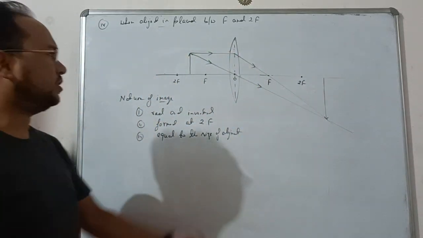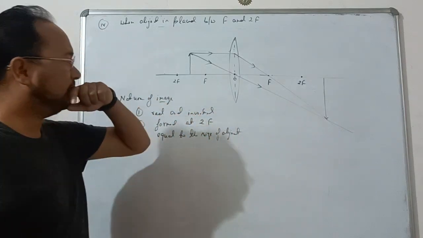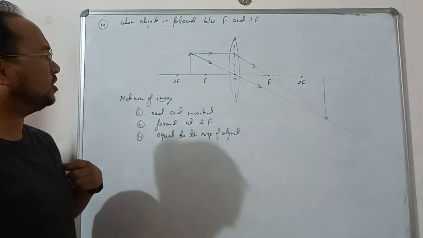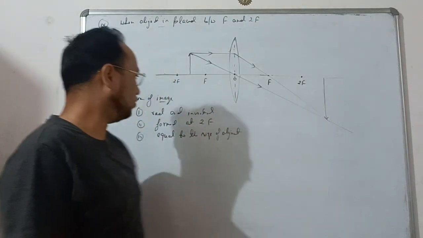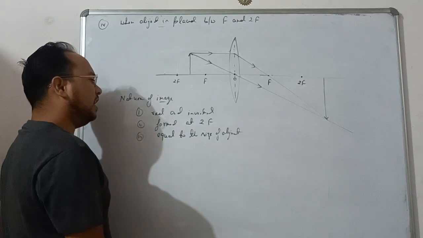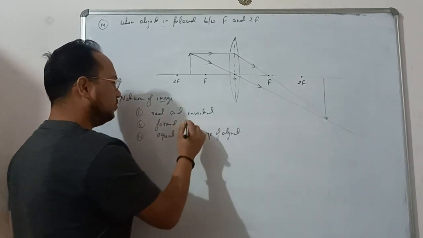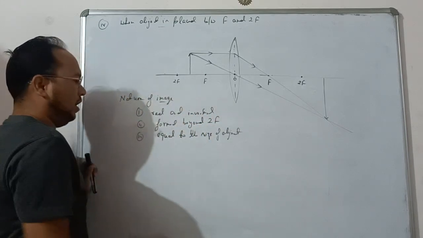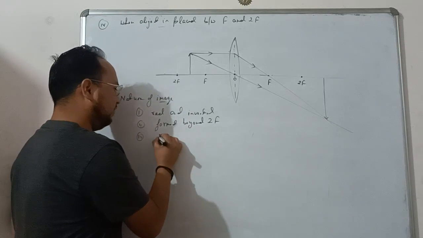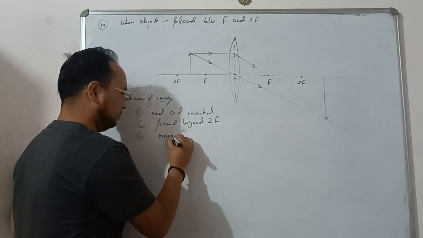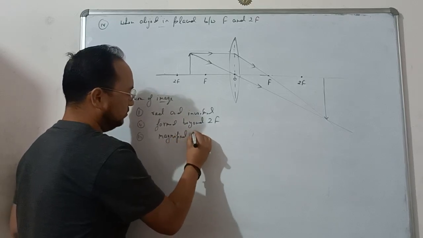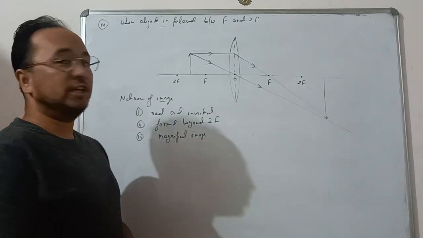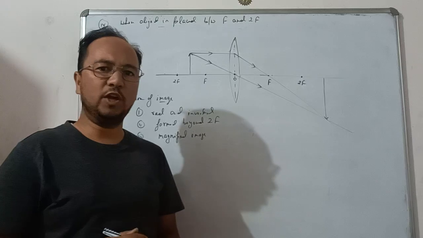So what is the image? Nature of image? It is real and inverted, and the size is magnified as compared to the object, and where is the position? It is formed beyond 2f. So nature of image: real and inverted, formed beyond 2f, and size is magnified image. So this one is our fourth case, when object is placed between f and 2f.